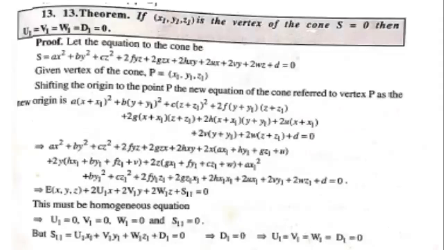So this can be remembered using the following theorem. Now if x1, y1, z1 is the vertex of the cone S equal to 0, then the condition is u1 equal to v1 equal to w1 equal to d1 equal to 0.